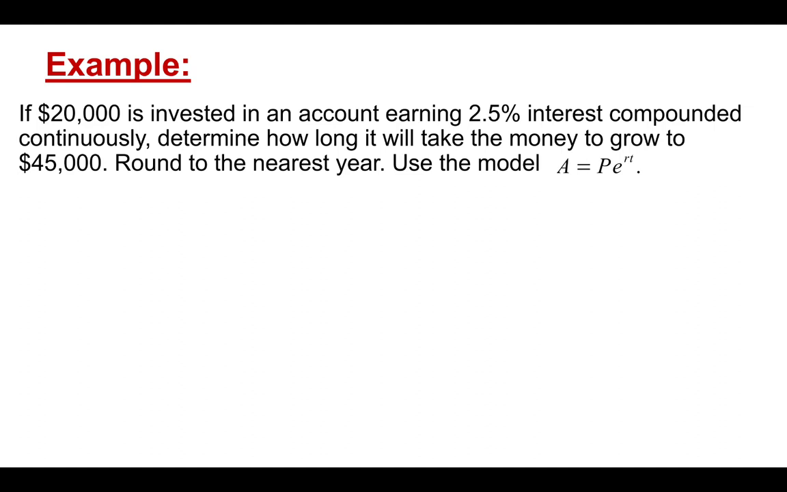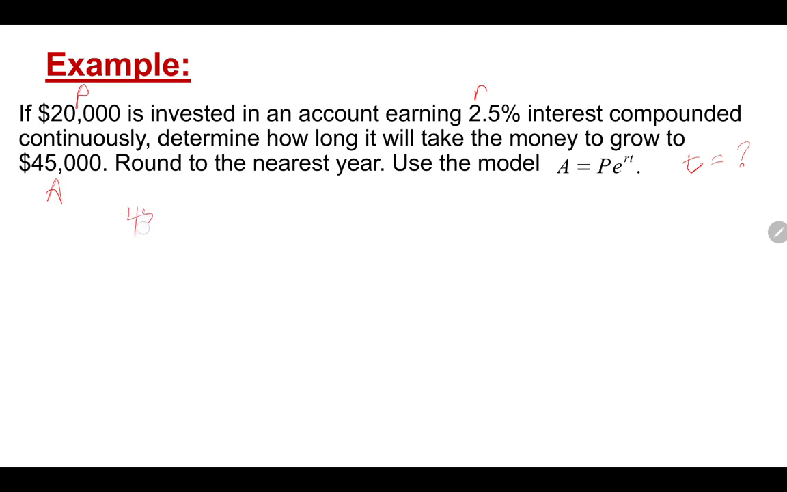This means we know our P, right? This is our P. We know our A. This is our A. We even know our rate. What we don't know is T. T is what we don't know. That's what we're looking for. So let's see what we can do to find it. Let's plug some numbers in that we have.